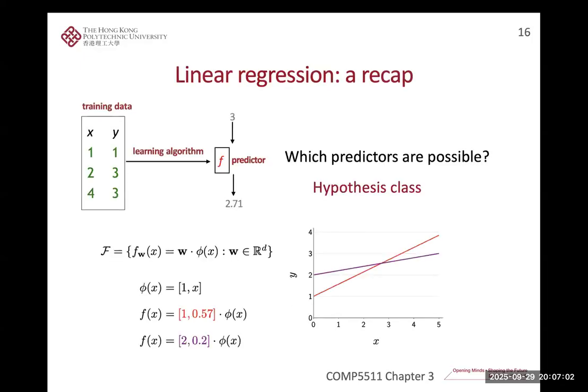So let's recap for linear regression. It's very simple, just design a linear model with the inner product of the weight vector with a feature extractor. Given the data samples, this learning algorithm will give us a predictor. This predictor can give a corresponding outcome. So the hypothesis class here, the regressors, are all linear. This is what we covered last week, right?